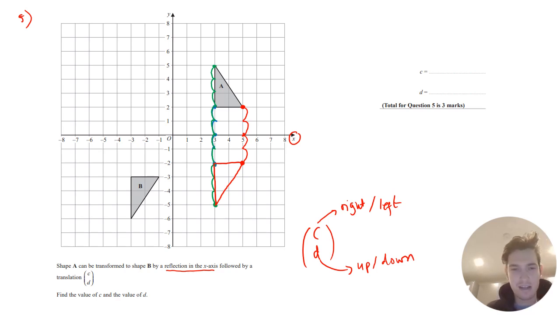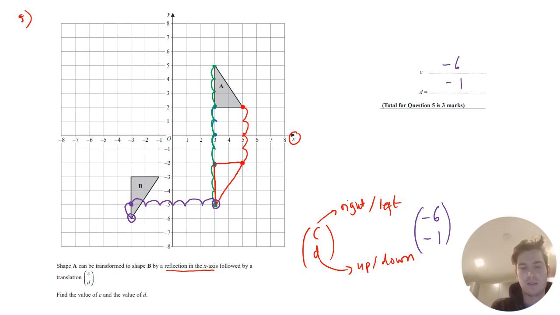So let's have a look at this translation. So let's pick 2 points that are in the same place. So let's go for this one down here and this one down here. And first of all, let's see going right or left. So I'm going to go left, 1, 2, 3, 4, 5, 6, and then down 1. So because I'm going left 6, that's going to be -6, and down 1, that's going to be -1. We're going to do a revision lesson on transformations next week, but this was -6, -1. Hopefully nice and straightforward.